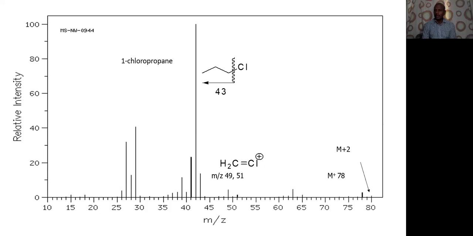Here the M plus peak is at m/z value 78 and the M plus 2 peak is at m/z value 80. At 80 you can find one peak, and at 78 you can find one peak. That is at 78, we call it the M plus peak, and to the M plus peak two more mass units are added, that is the M plus 2 peak.